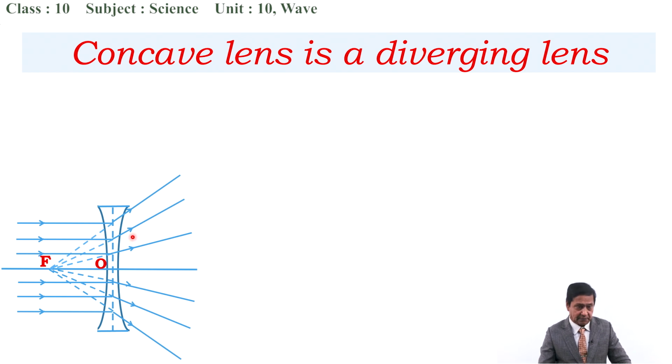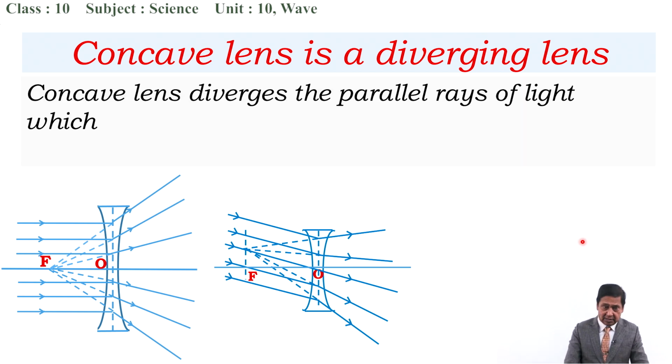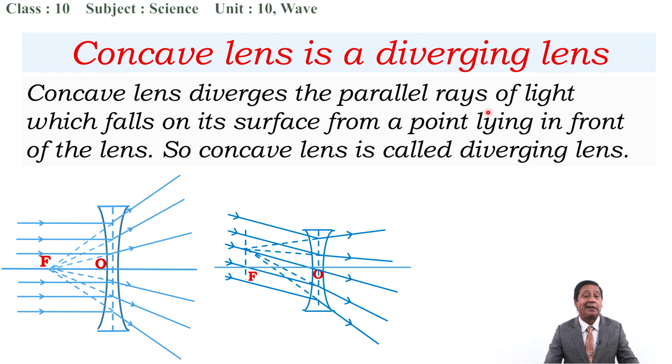This point is the focus. Whether these rays of light are parallel to the principal axis or not, maybe like this also, the rays of light are parallel to each other. After refraction, they appear to be coming from a common point, isn't it? That's why this is called a diverging lens. They appear to be dispersing from this common point. Concave lens is a diverging lens. We can say this way, a concave lens diverges the parallel rays of light which fall on its surface, from a point lying in front of the lens. So, the concave lens is called a diverging lens.